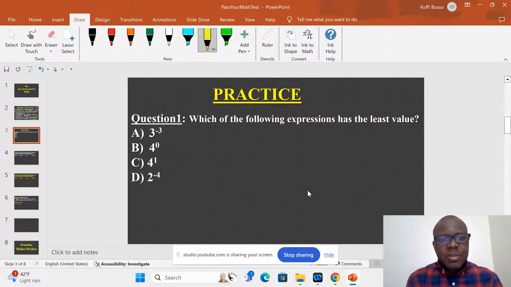So question number 1, they say, which of the following expressions has the least value? Least value, so small value, right? Smallest.